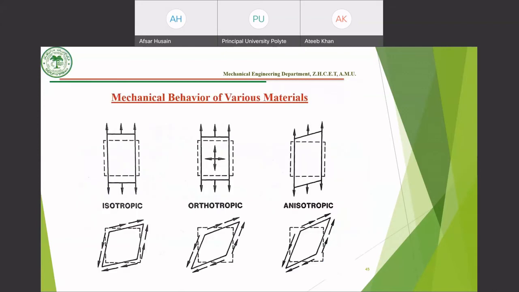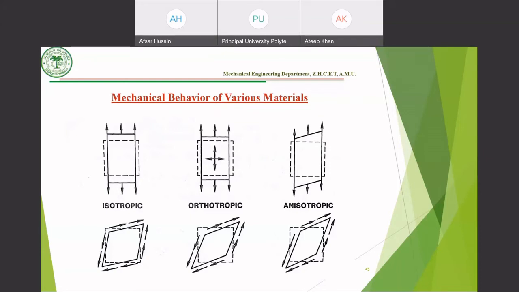So there are three types of material. The first one is isotropic material, the second one is orthotropic material, and the third one is anisotropic material. An isotropic material is a material in which the properties at any point are the same in all directions. Whereas in orthotropic material, the properties at any point are different in three mutually perpendicular directions, or the principal directions. And anisotropic material is a material where at any point the properties are different in all directions. So this is the basic difference between anisotropic, isotropic, and orthotropic.